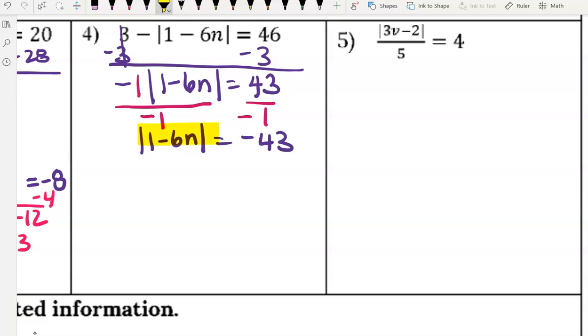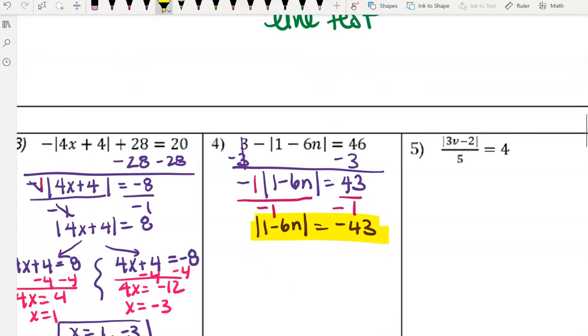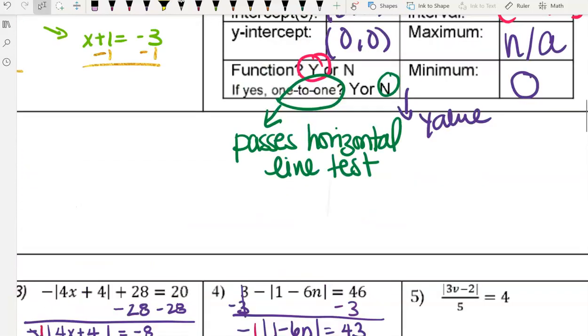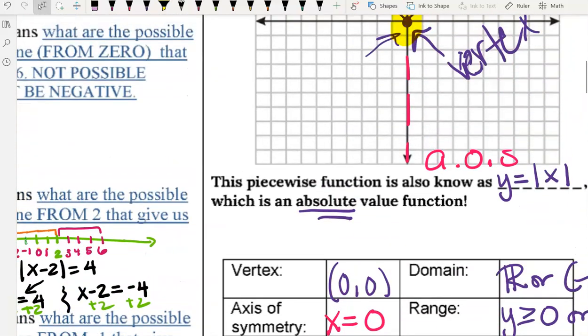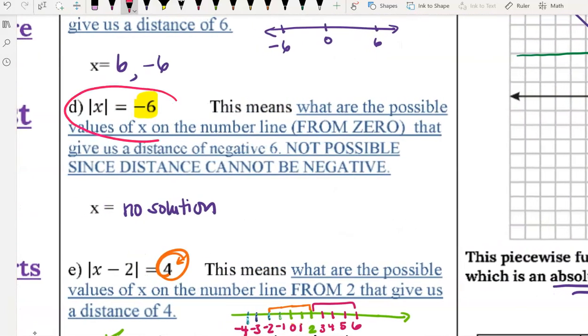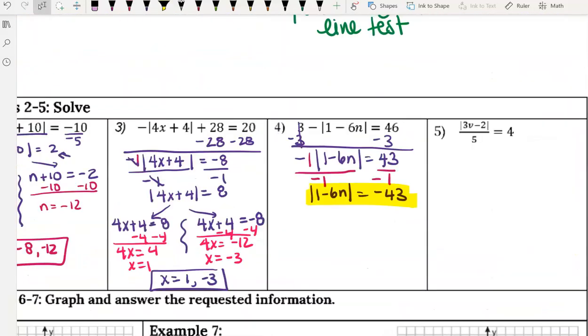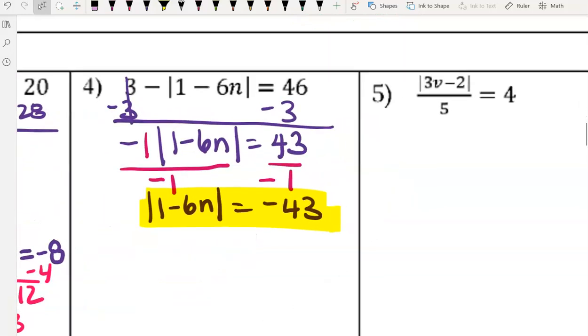Here is the dilemma. Remember, we talked about how an absolute value can never be negative. Let's roll that up so we can see in your notes, okay? So here is when we talked about an absolute value cannot be negative because distance cannot be negative. So once you guys are done isolating your absolute value and it's equaling to a negative number, you can stop and you can say no solution.